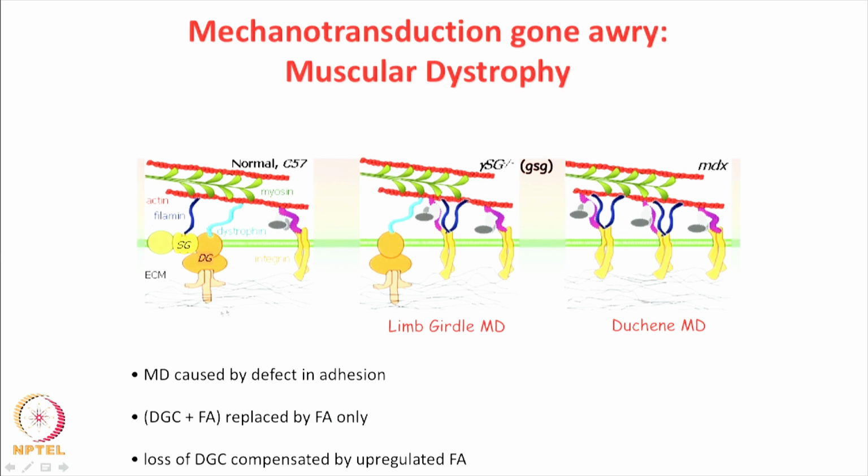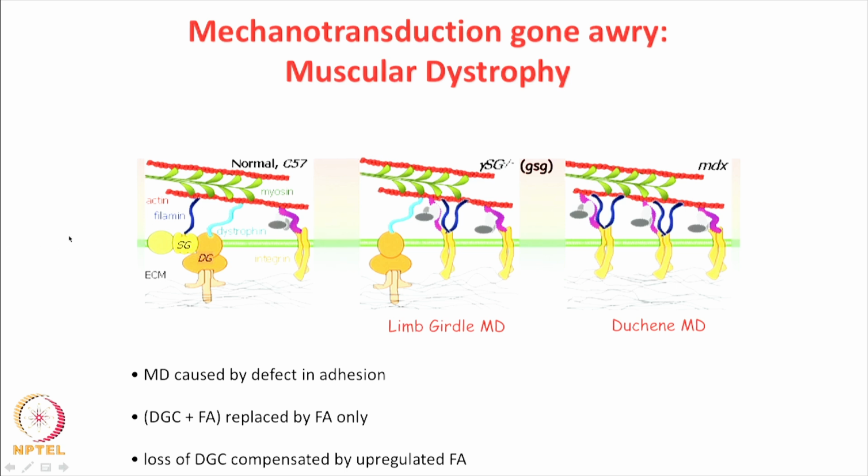And through the dystroglycan complex, there is this protein called dystrophin, which is the biggest protein in humans, which links the dystroglycan complex to the actomyosin cytoskeleton. Okay. Now, this is the structure of normal muscle, or wild type muscle.